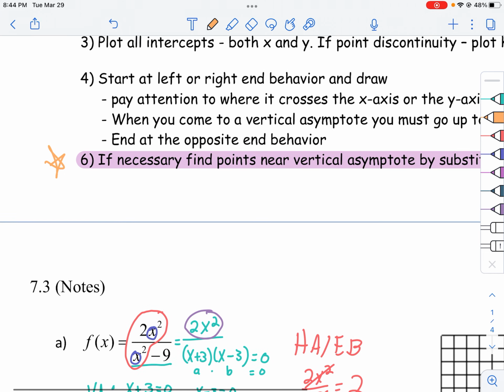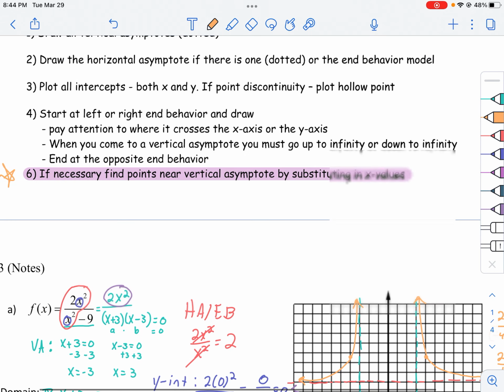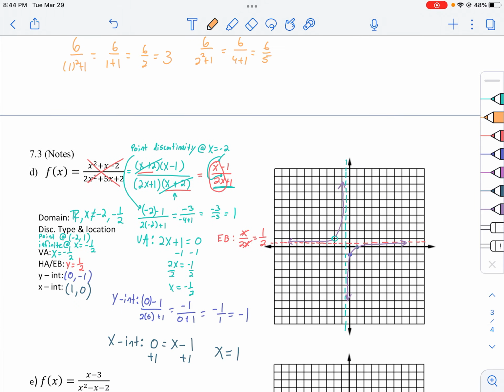If necessary, find points near vertical asymptotes by substituting in x values. I guess instead of just vertical asymptotes, this should just be, if necessary, find points near points you know by substituting in x values. So that would be what letter C looks like, kind of like a little bump in the road, right?